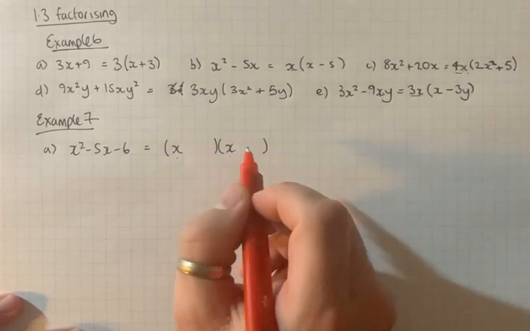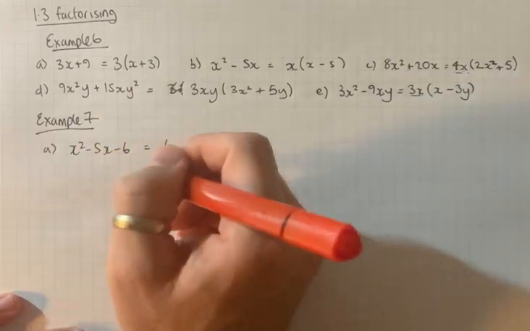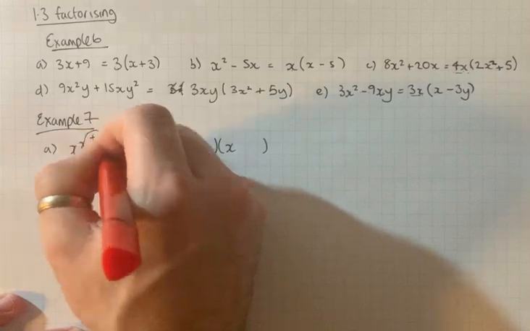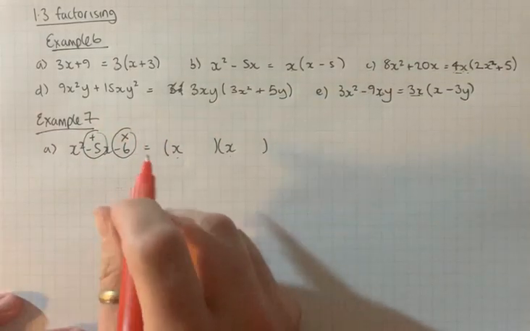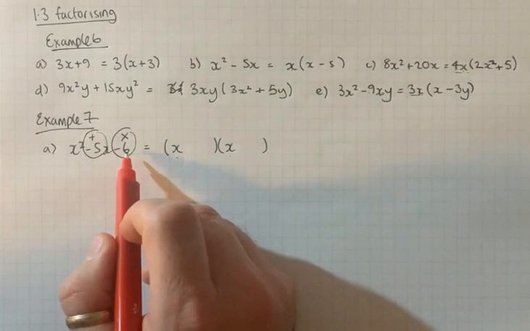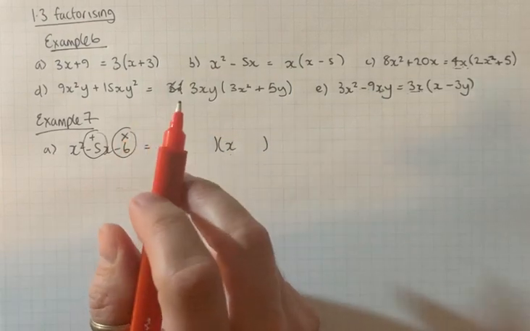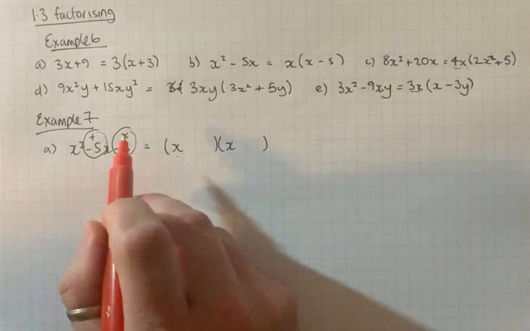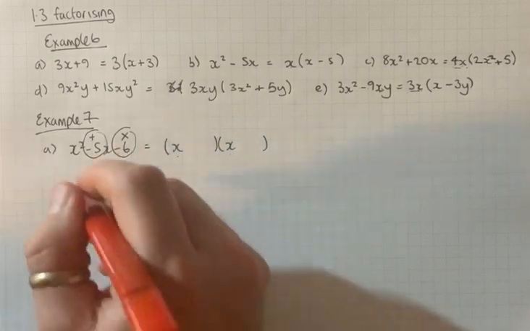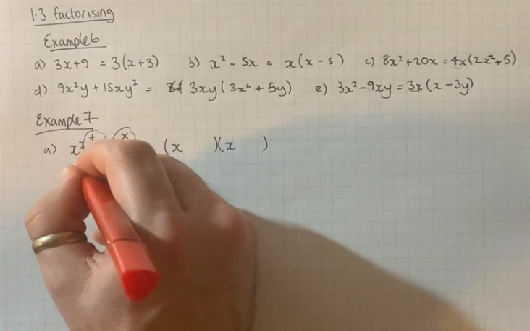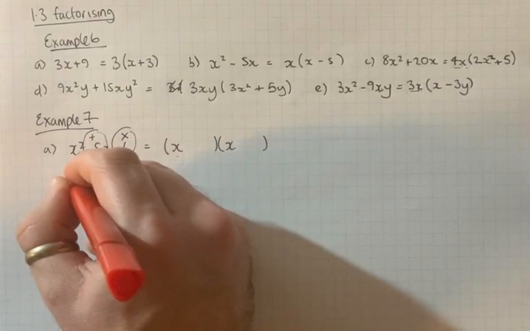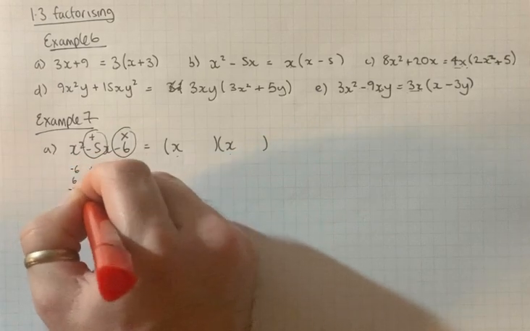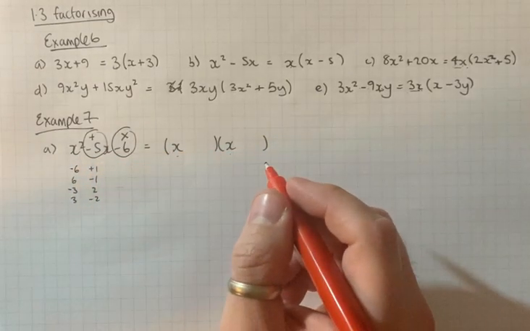To find out what goes here and here, we need to think of 2 numbers. Those 2 numbers must multiply to give us this, and must add together to give us this. So always start off by thinking about different combinations that make 6: you've got 6 and 1, 3 and 2, they're your only options. Because it's minus 6, one has to be a plus, one has to be a minus. So think about all the possible combinations. You've got minus 6 and 1, 6 and minus 1, minus 3 and 2, 3 and minus 2. There are only 4 possibilities.